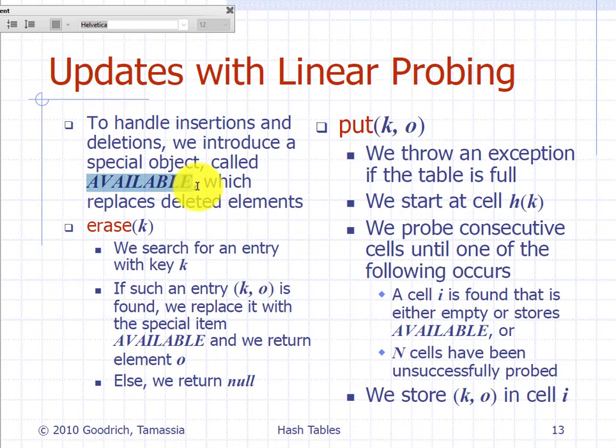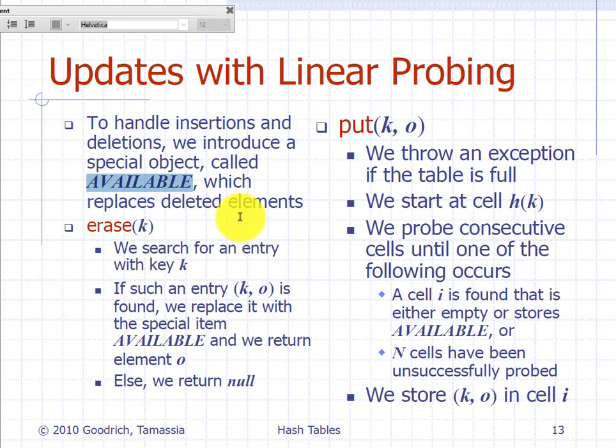But the point is that available replaces things that have been removed. And if you find available, then you know that an item was removed, and perhaps you can continue searching because you would have to probe the consecutive cells. So this is important. We need these two notions, null and available.